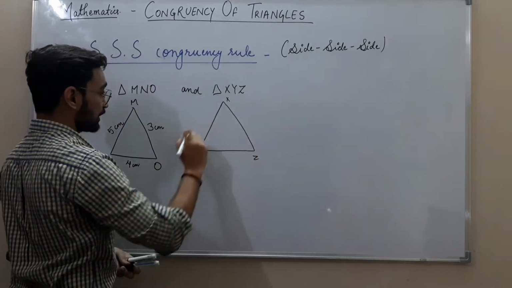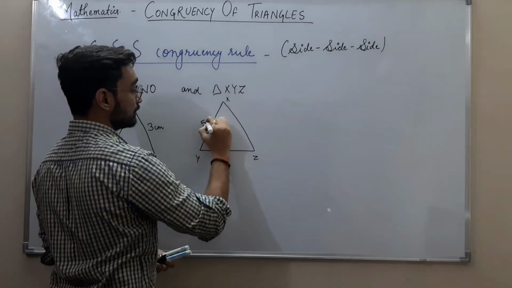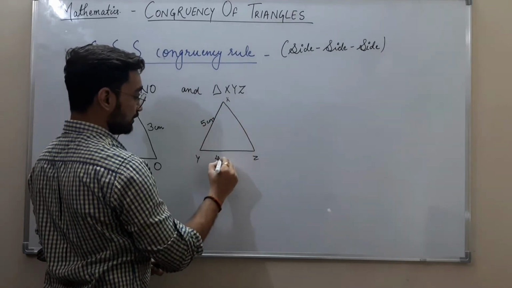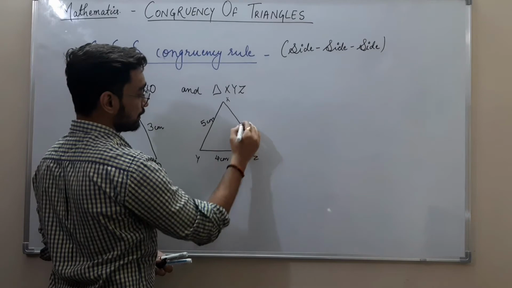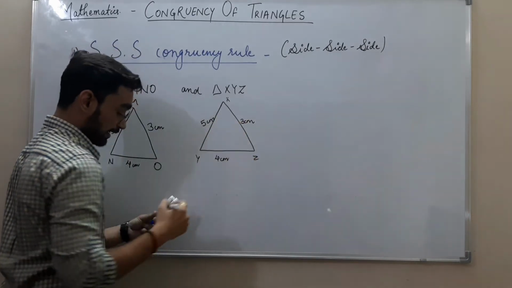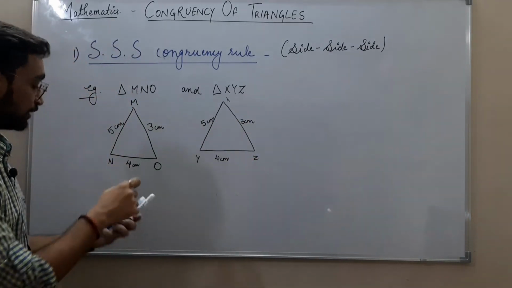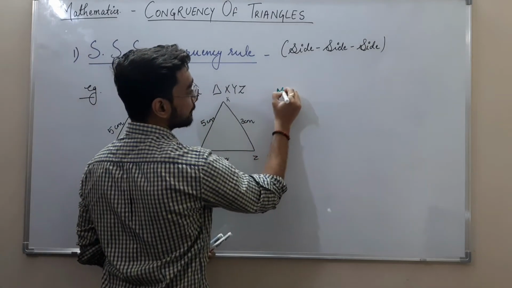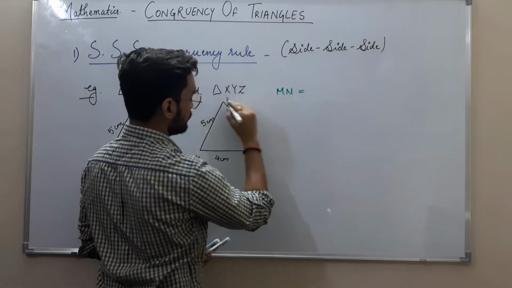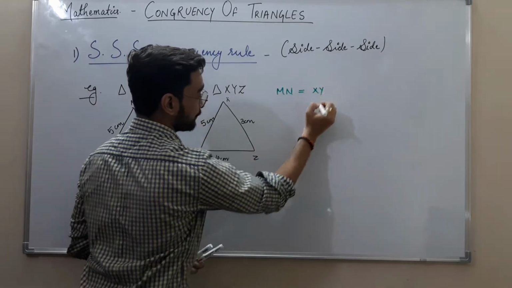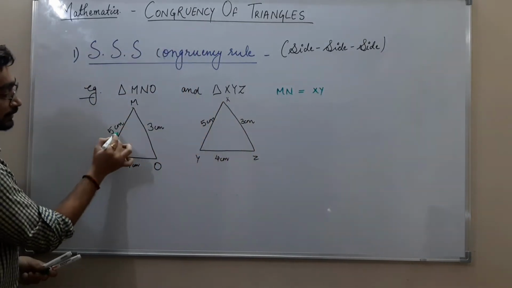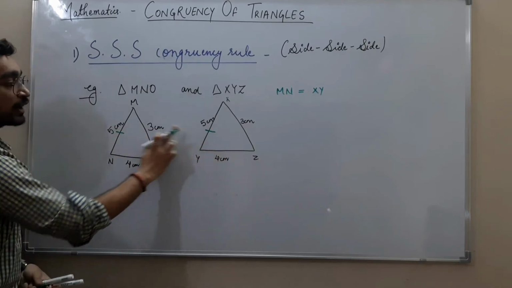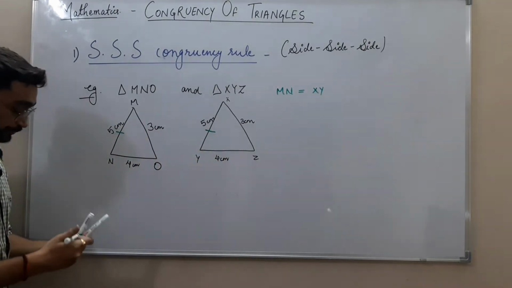Triangle XYZ is the same thing. XY is 5 centimeter, YZ is 4 centimeter, and XZ is 3 centimeter. I can see that in both of the triangles, MN is equal to XY. So I'm putting this symbol, one dash, here. This one line indicates that these two lines are equal to each other.